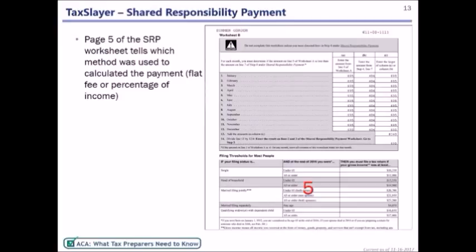And then page 5 tells you whether the program has taken the flat amount or the percentage of income amount. So you can see in this example, the flat amount was $695 and the percentage of income amount was $404, and then the larger of the two is $695. So if you need to give a client an explanation and they really want to talk through how it works, this is a useful page.